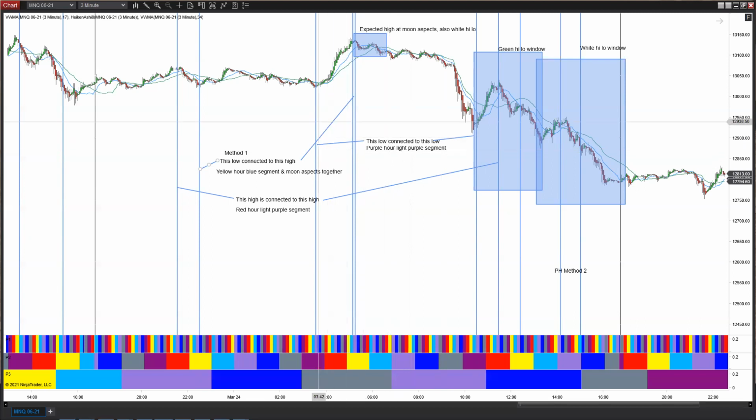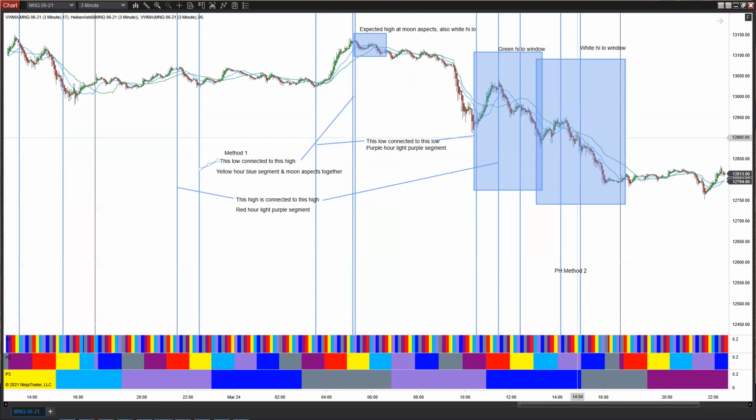Then this last period here, this low, which was in the purple segment, connected to this low, which was right in the beginning of the green timing box, and you can see we flipped the trend to up right there. So that set up that nice long trade, and then our very next signal triggered right into that short.